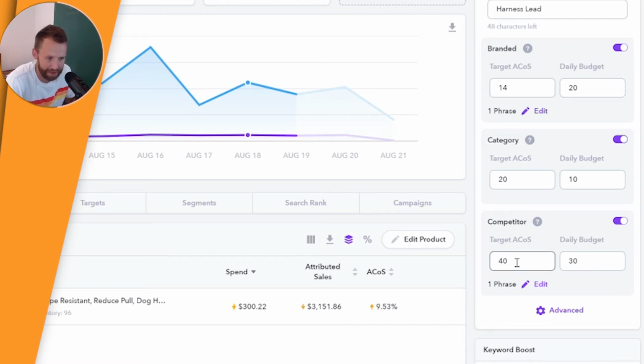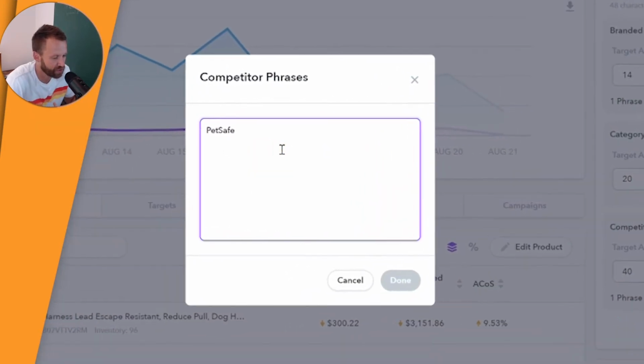So I update that. I got competitor down here, and I'm willing to target up to 40%. Kind of interesting that you remember I said it was 39%. So they kind of hit it. They hit the budget and spent against the competitor, and I can add competitors here so easily.